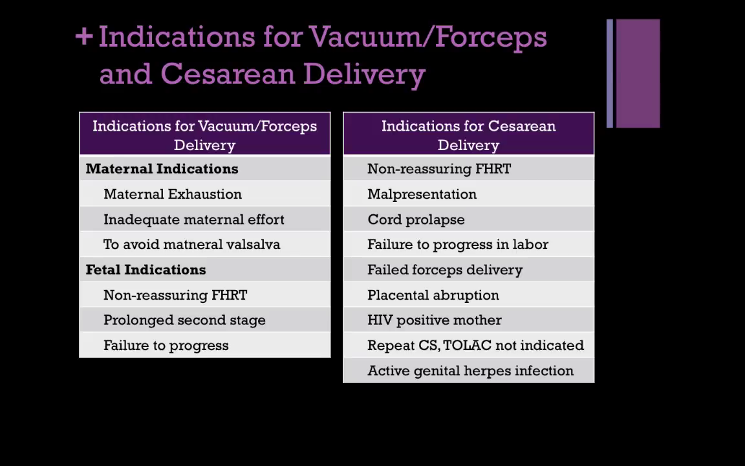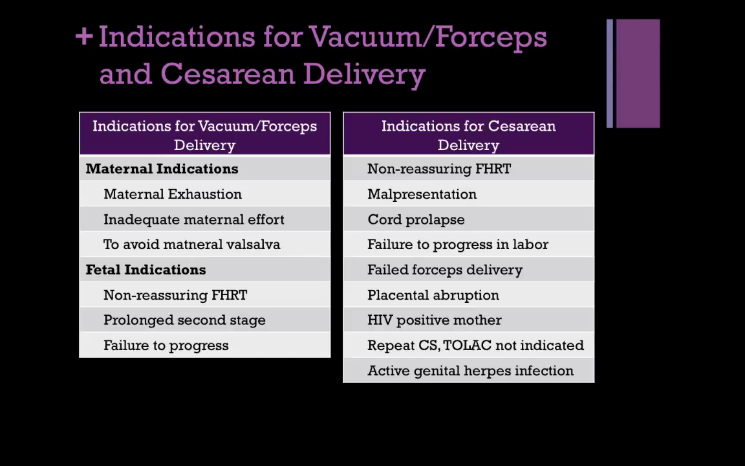This can also be used when there are fetal indications, so if there's a non-reassuring fetal heart rate tracing that does not warrant immediate C-section delivery, if there's a prolonged second stage of delivery, or there's failure to progress of the delivery. So if the labor goes on for more than 4 hours and the baby has not been delivered, then we start to think of other ways to get this baby out.